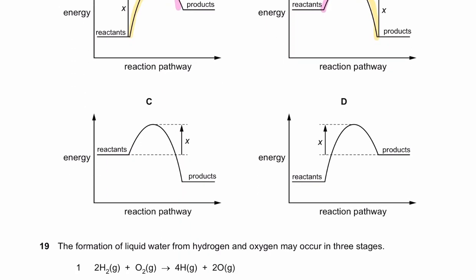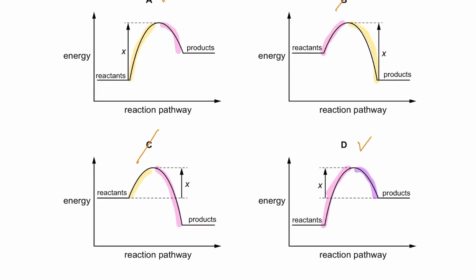If I check C out, the energy taken in during bond breaking is less than the energy released during bond formation. That's basically exo, so C is also wrong. And then if I check D out, the energy taken in during bond breaking is more than the energy given out during bond formation. So D is also right? Now between A and D, which one should be the right option?